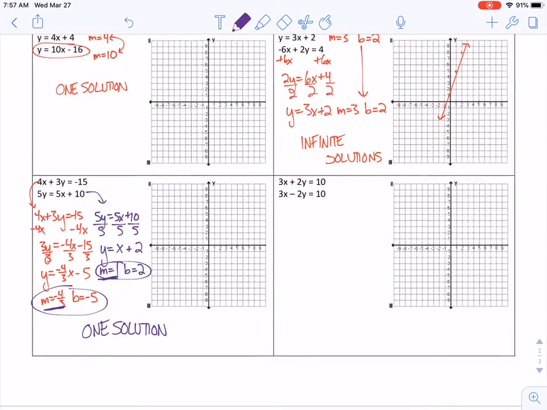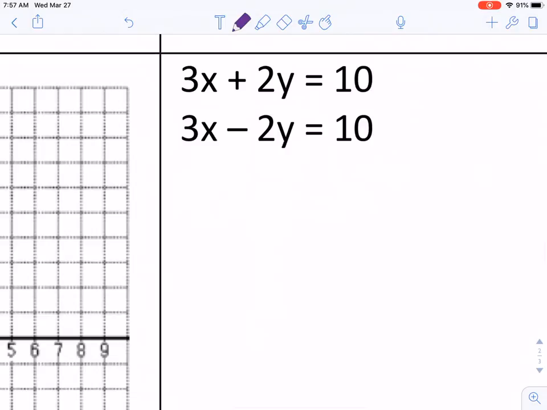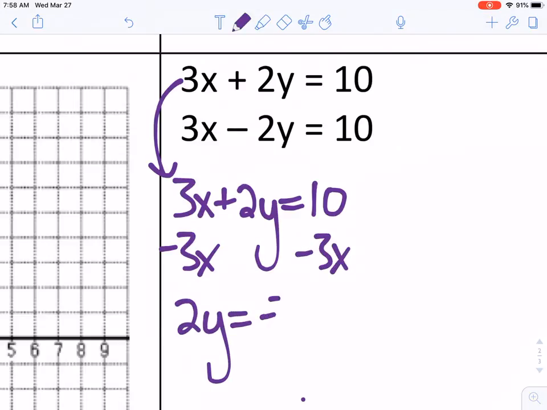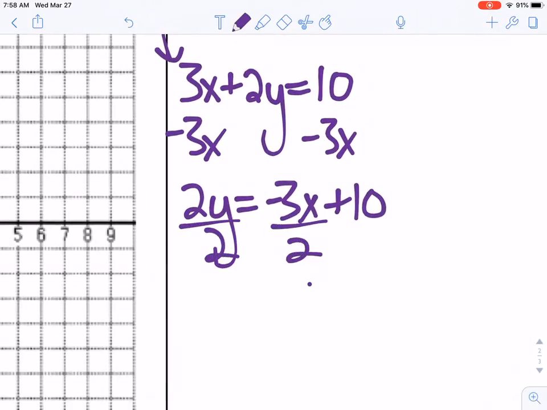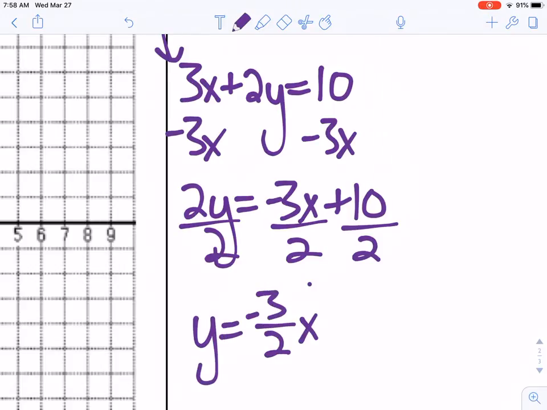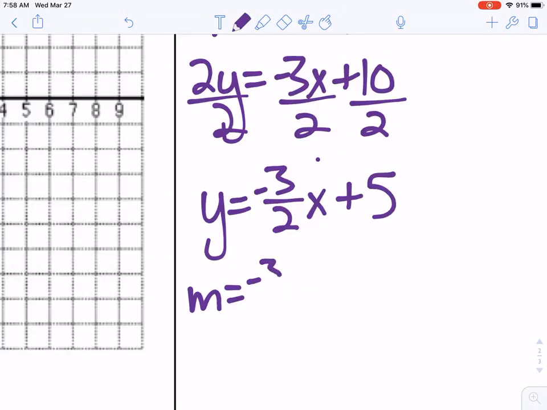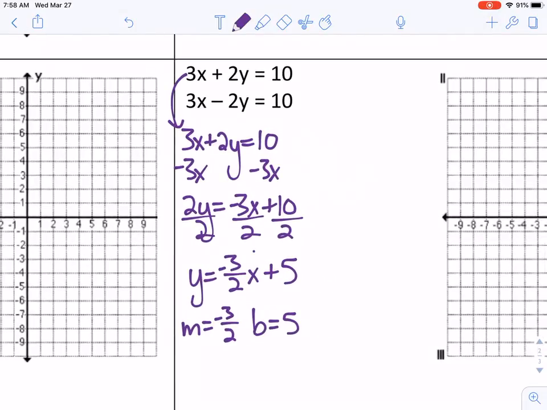All right, last problem. These look like they're almost the exact same equation, so I'm curious to see what happens when we solve each of them for y. So here we subtract 3x, get 2y equals -3x plus 10. Divide everything by 2, because we want that y by itself. And then this would be 5. So my slope is -3/2. My y-intercept is 5.